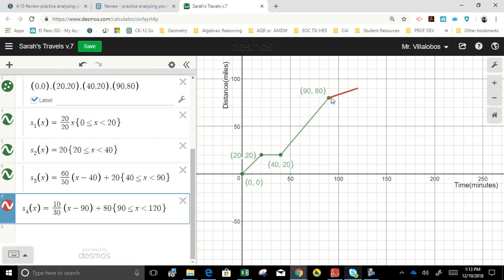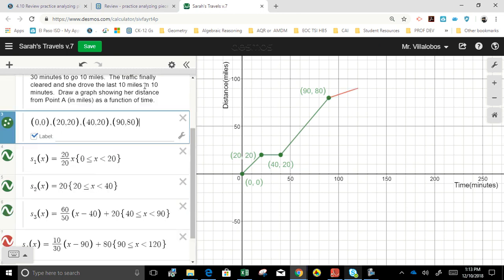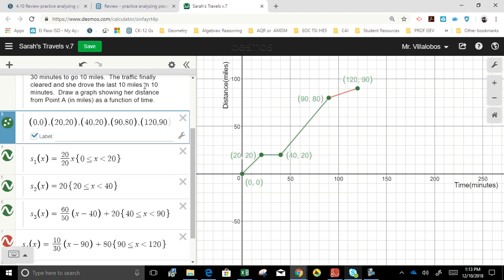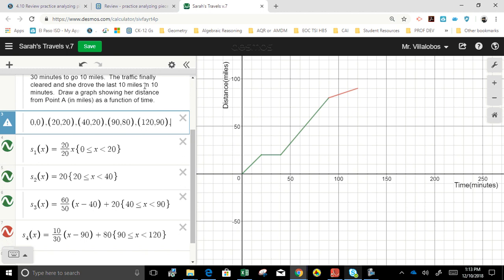So this point is 120, 90, right? How do I write that? Right over here: comma, 120, 90. Okay. Gotta think. Now what?